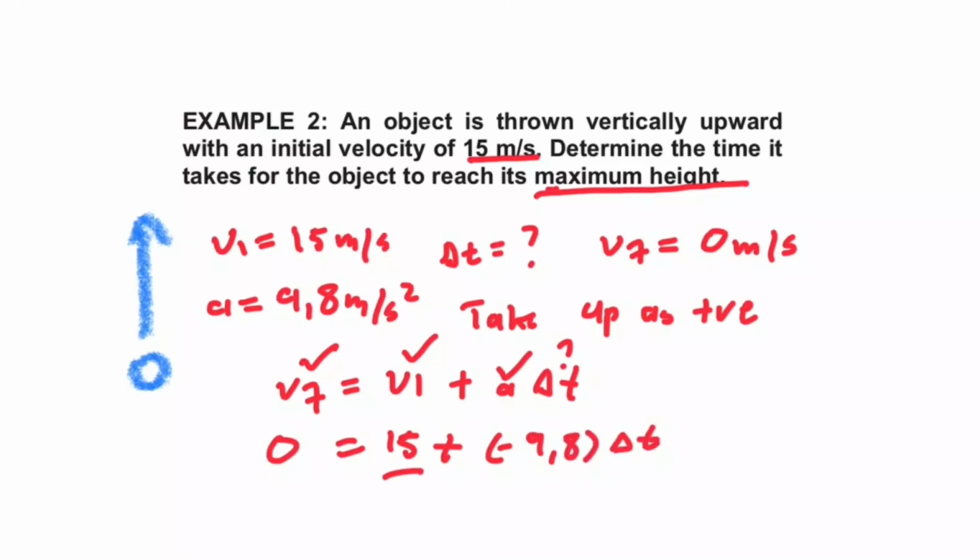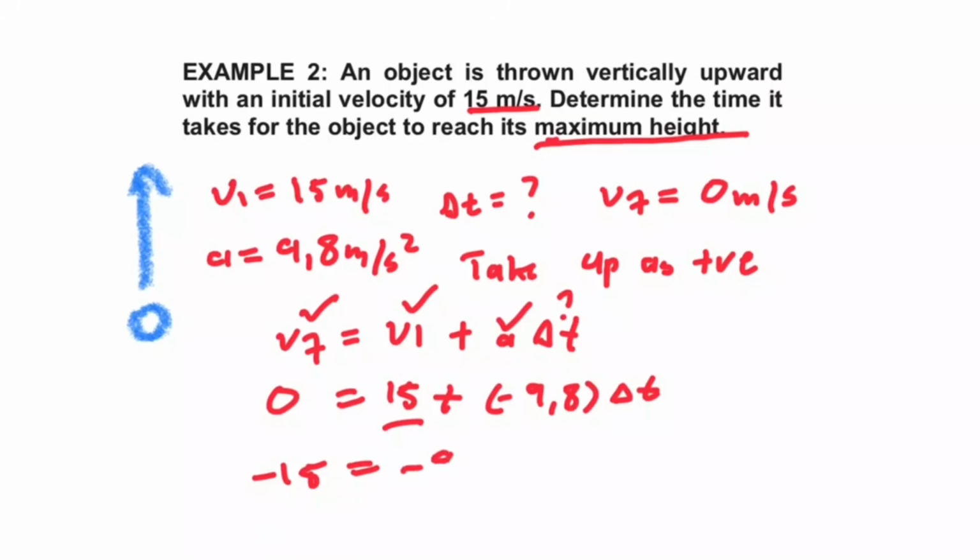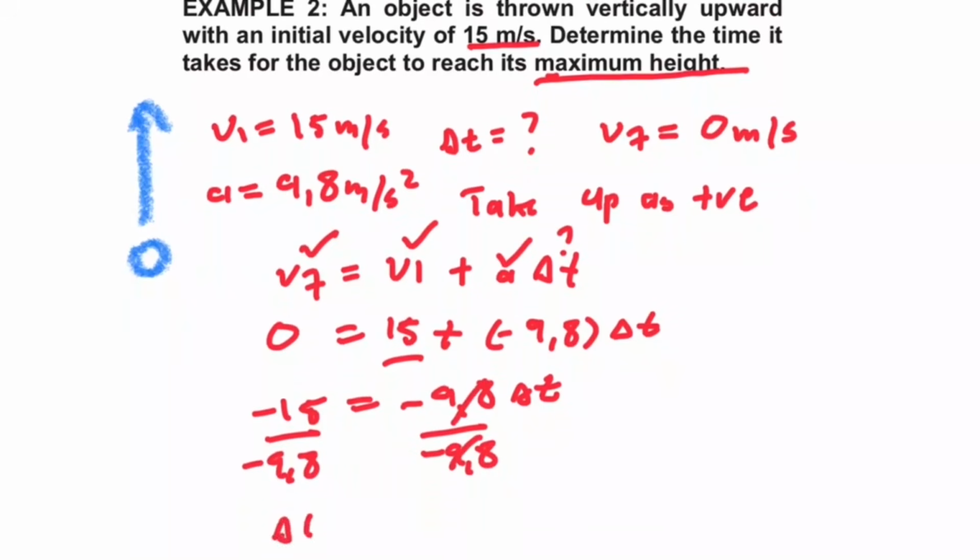We'll take 15 to the left-hand side. If we do that, we're going to get minus 15 equals minus 9.8 times the change in time. If I divide both sides by minus 9.8, I have delta t. So let me go ahead and do that. I'm dividing by minus 9.8 on both sides. If I do that, I'm going to have delta t equals 1.53 seconds. With time, we don't have to worry about direction. It is a scalar and not a vector.